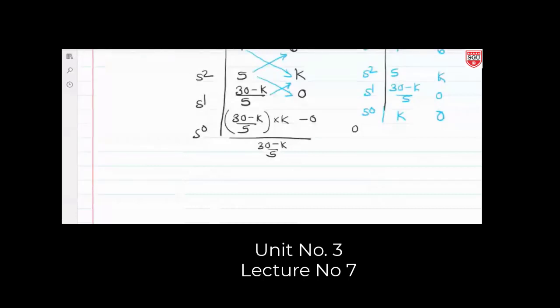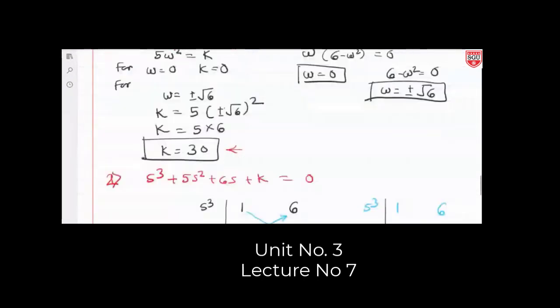What we are doing, we have done previously also. Just remember this method. What we have to do is take 30 minus k upon 5 and equate it to 0. So k will be equal to what? k will be equal to 30. Okay, the same as what we found here.